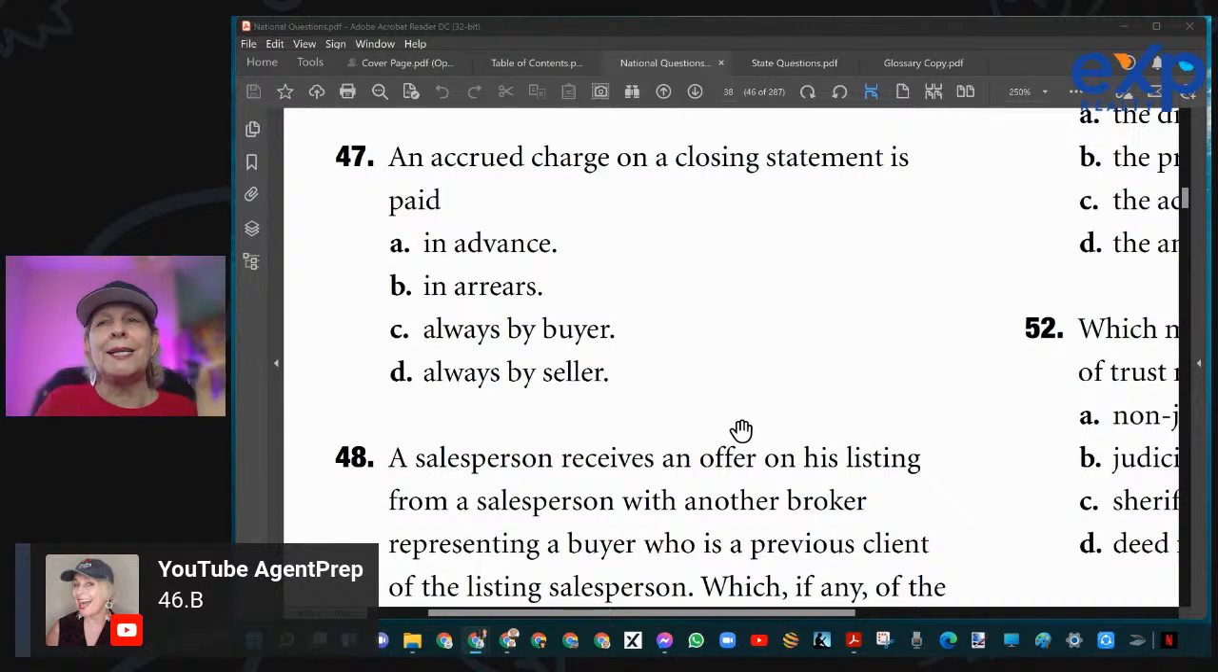So what is accrued? Definition, vocabulary, glossary. What is an accrued charge? So I'm going to take a sip of coffee while you answer that question. When you pay your credit card, when you pay your mortgage, certain things are considered accrued. What does that mean? Are they paid in advance, in arrears, always by the buyer, or always by the seller?